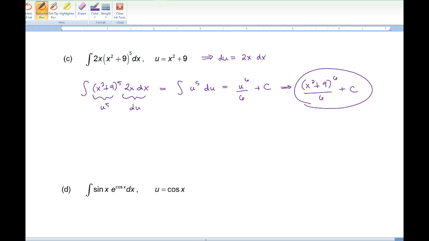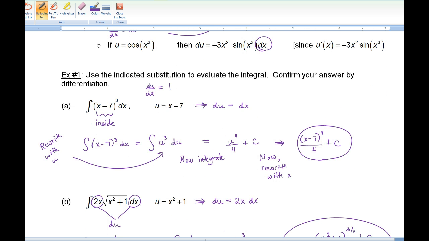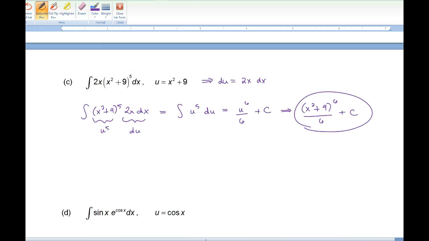The du is part of the integral sign. So basically these two parts go together and we integrate the u to the fifth. If it's not, remember the very first example, it was just an easy replace the dx with the du. After that point, it's no longer just an easy switch. So we had to recognize that the 2x and the dx was what we were going to substitute for du.